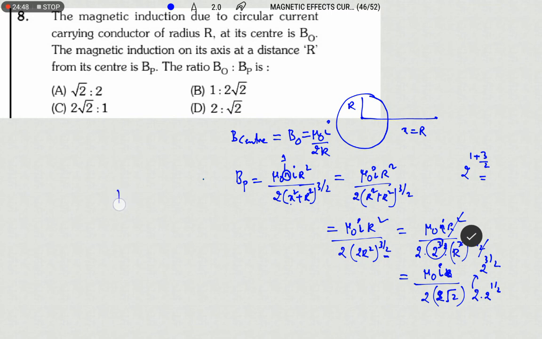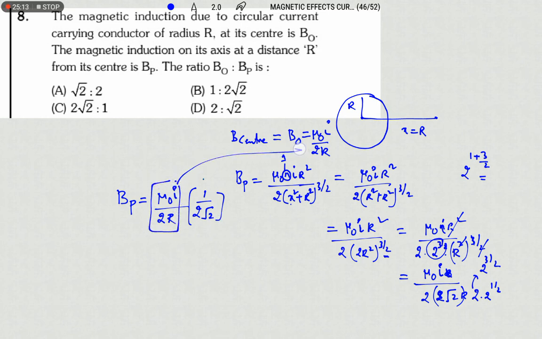Let us see what is the magnetic field at point P. So mu naught I by 2R, a denominator R is left, R I am writing, R times of 1 by 2 root 2. Okay, so this mu naught I by R is nothing but the magnetic field at center. So BP is equal to B naught times of 1 by 2 root 2.